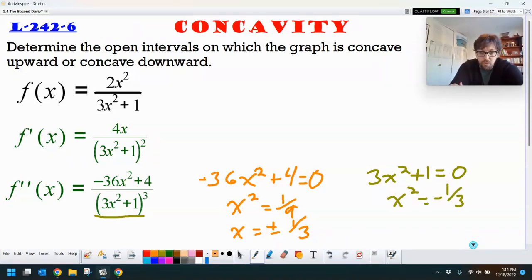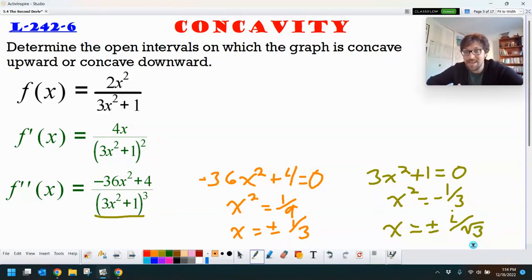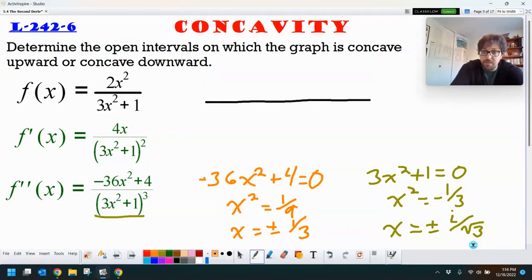And then I'm like, uh-oh, because when I square root, I get plus or minus i over the square root of 3. And that's an imaginary number. So there's no real numbers that I could put in here that's going to cause that denominator to be 0. So I don't have to worry about the denominator. I only have to worry about that numerator equaling 0. So let's make a number line just like we did in the previous one.